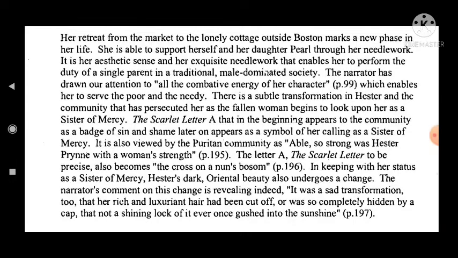She is able to support herself and her daughter Pearl through her needlework. It is her aesthetic sense and her exquisite needlework that enables her to perform the duty of a single parent in a traditional male-dominated society.